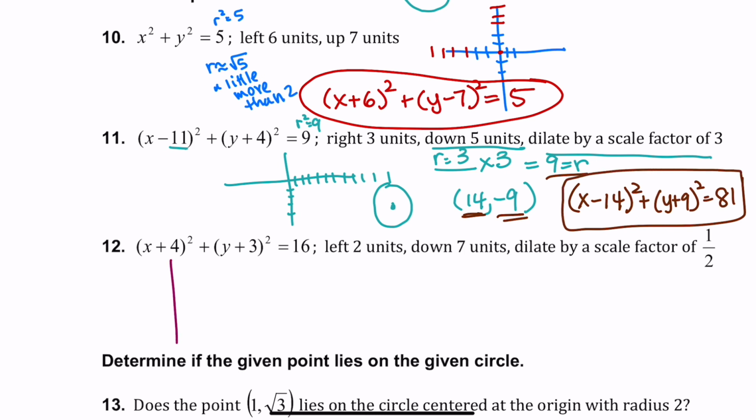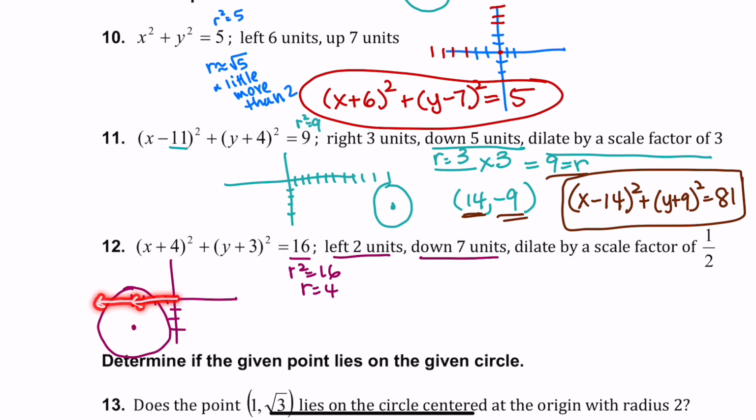On number 12, we have a negative 4 and a negative 3 for our center. Our radius squared is 16, so our radius is 4. So it's going to be something like this. We're going to take it left 2, down 7. So we're already left 4. We're going to go another 2 to the left.